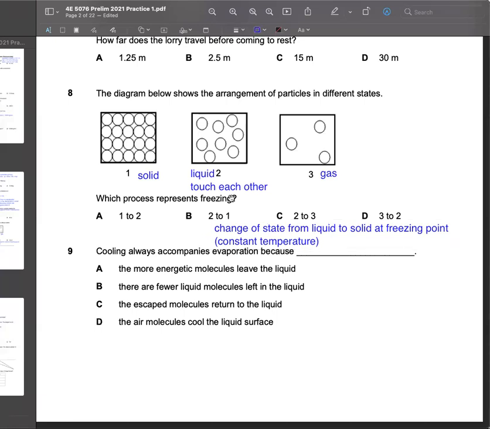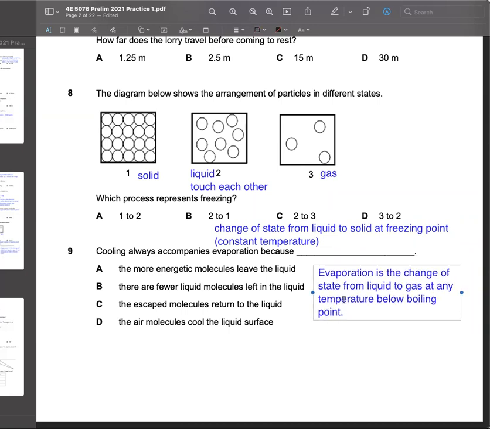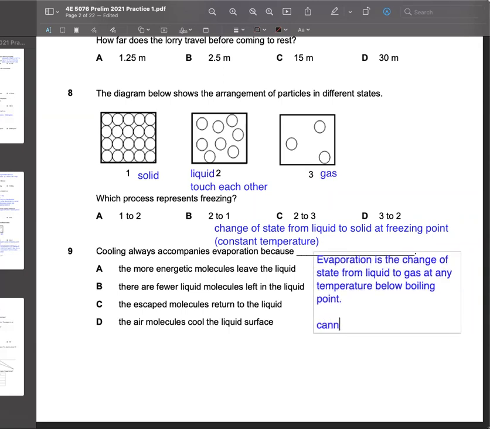Okay, what's evaporation? Change of state from liquid to gas at 100 degrees. What the heck? At any temperature below 100. Below boiling point. Must use the grade. You cannot say 100. Okay, why can you not say 100?